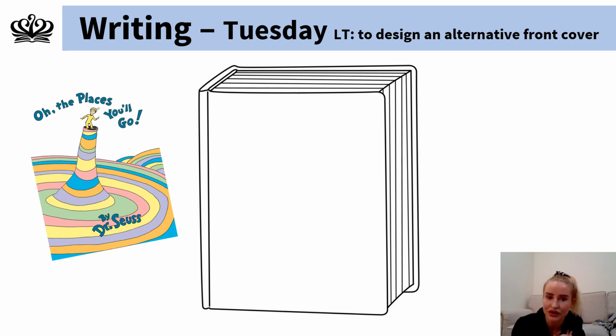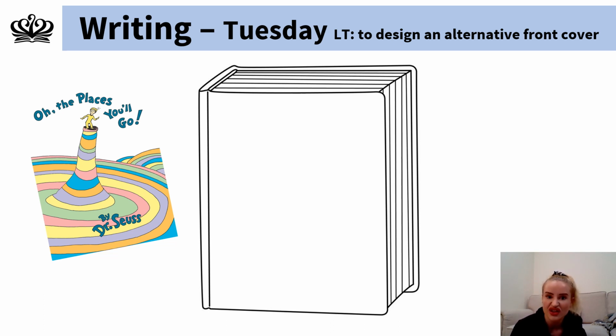And number 3, I want you also to draw or write the illustrator, and the illustrator is you. So the illustrator is someone who has drawn the pictures. Okay, so you can do whatever you want. You might want to read the book again or listen to the book again and decide which part was your favorite, and then you could use that to help you design the front cover.